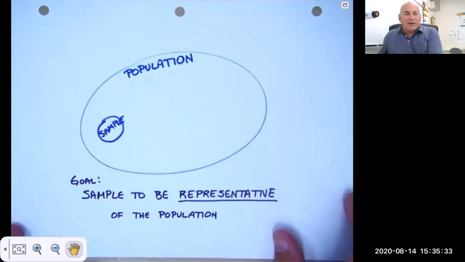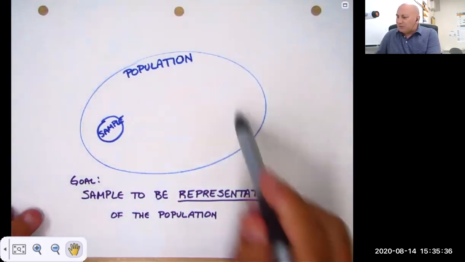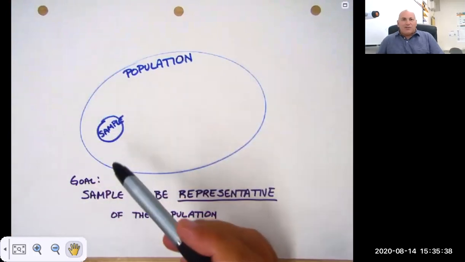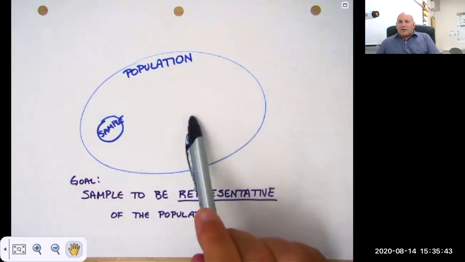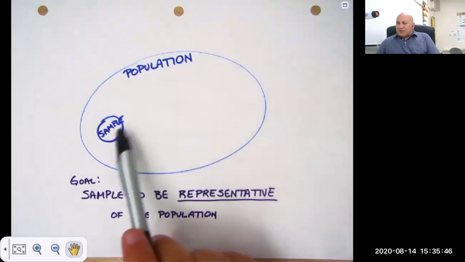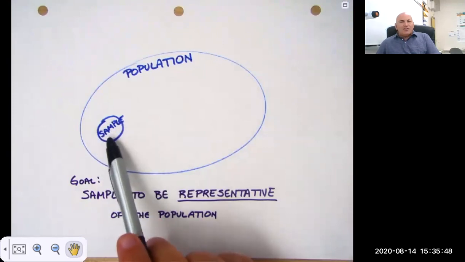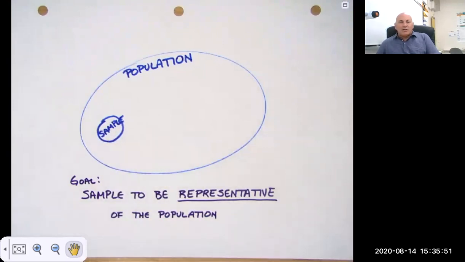So what I've drawn here, this circle, or this oval, represents the entire population. In the example I've been talking about, this would be all adult American men. Here's a sample. Maybe I just go out and sample 100 adult American men. Well, if my sample is professional basketball players, that sample is probably not going to be representative of the entire population. It's not going to be a good sample.